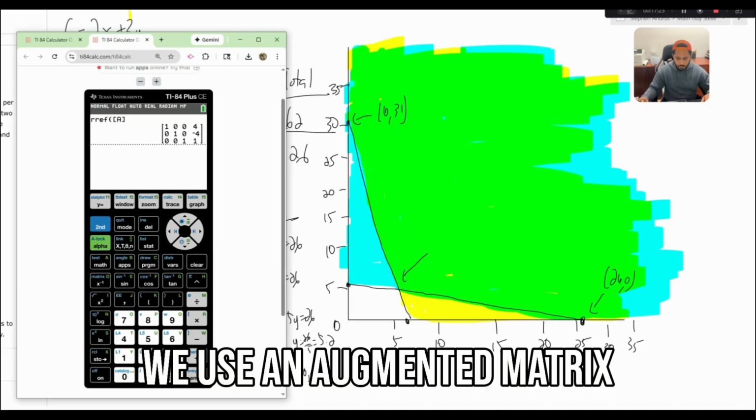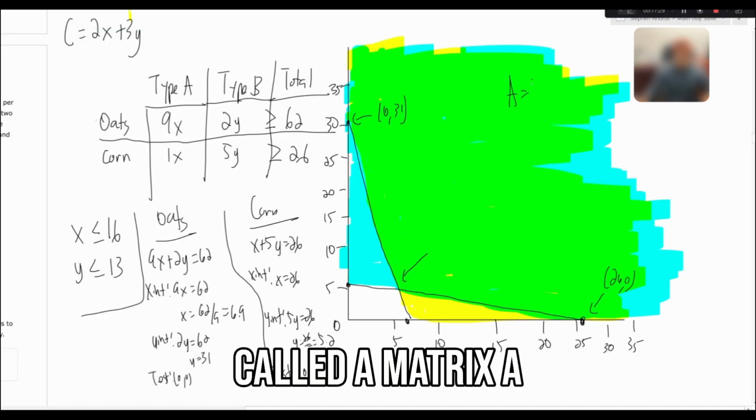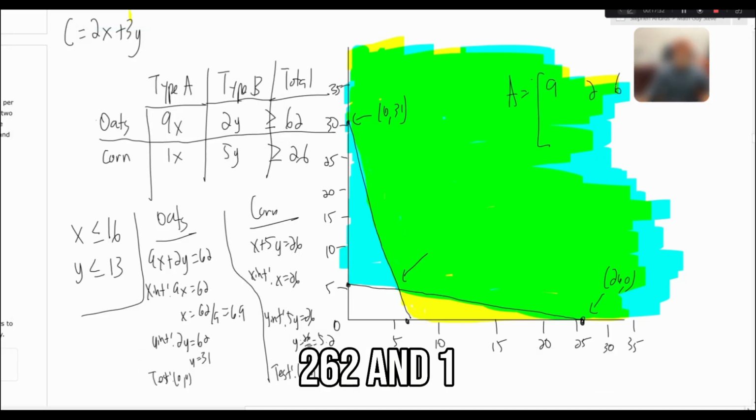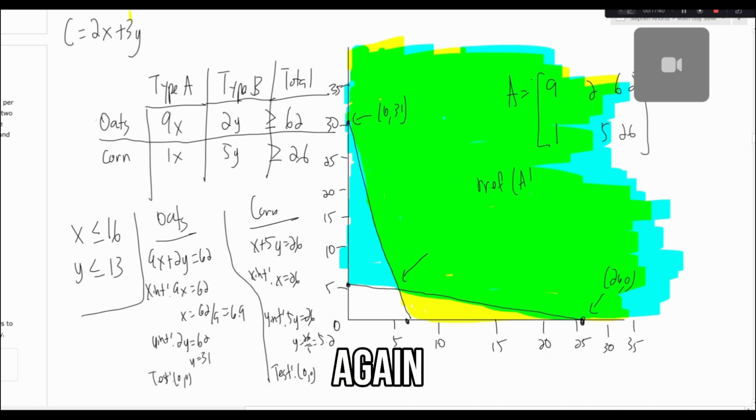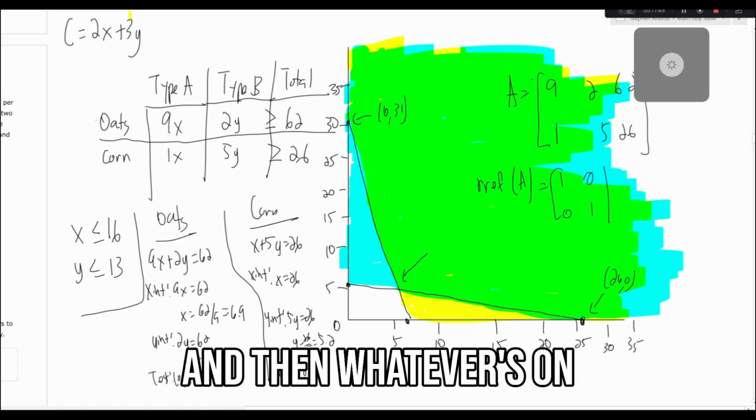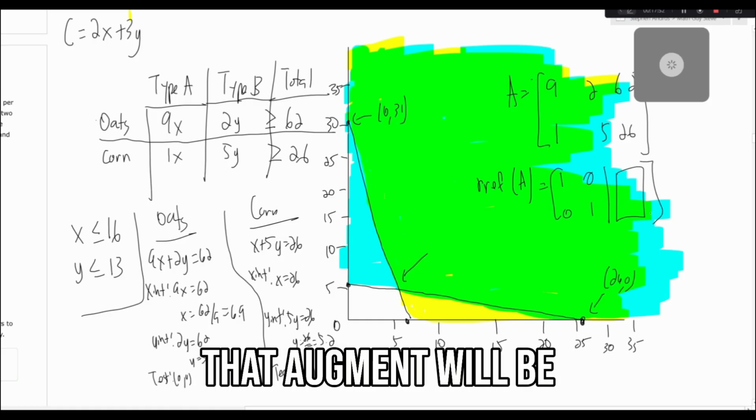And how do we do that? We'll use an augmented matrix. So the augmented matrix, called matrix A, would be 9, 2, 62, and 1, 5, 26. And again, we want to RREF this, or row reduced echelon form. Again, RREF meaning the one with two R's. Once we do that, we'll get 1, 0, 0, 1, so an identity matrix. And whatever's on the other side of that augment will be where they meet up.